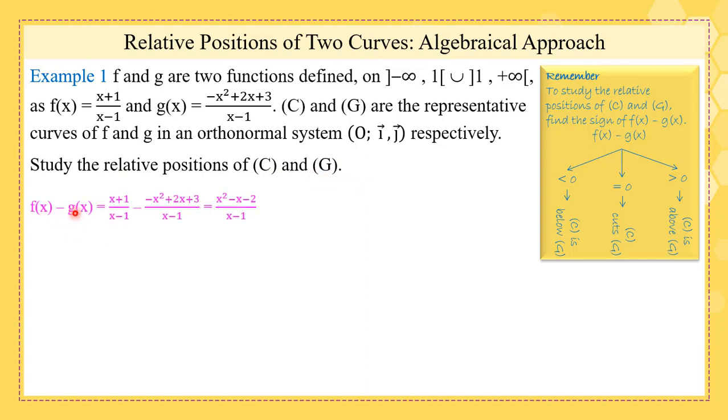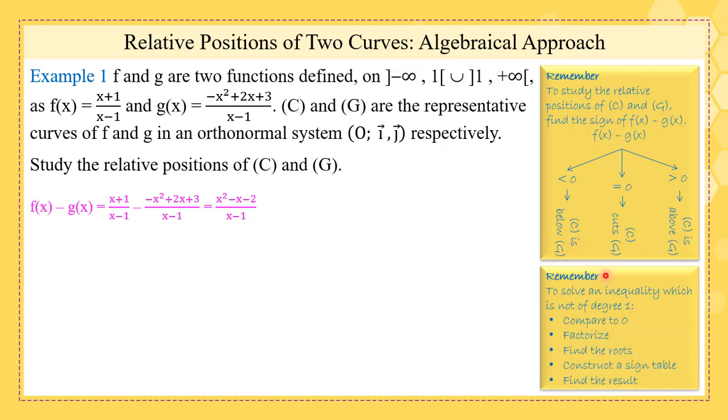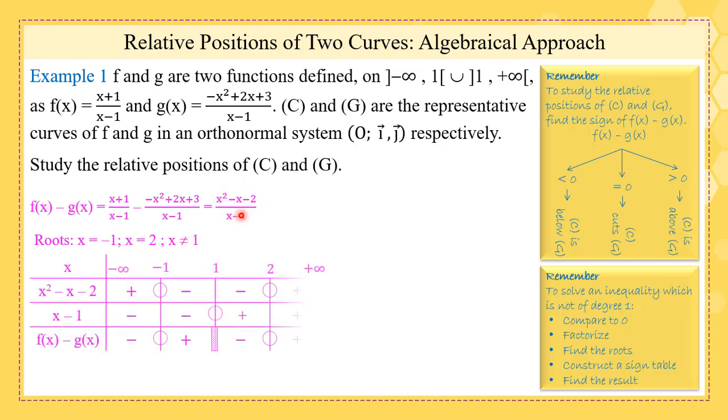Now we find f of x minus g of x. We get this expression, and we need now to study its sign. Remember, to solve an inequality which is not of degree 1, we have to compare to 0, factorize, find the roots, construct a sign table, and finally find the result. Now the roots are x equals negative 1 and x equals 2 from the numerator, and x is never 1 from the denominator. Now we draw this sign table.